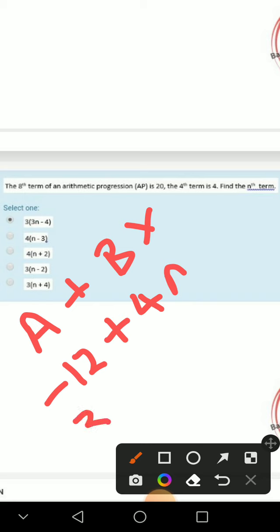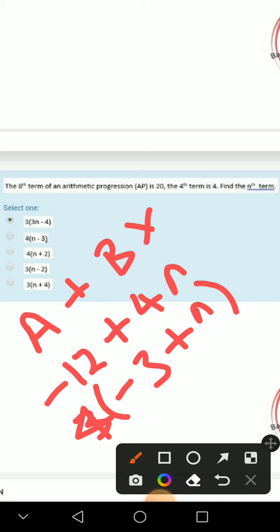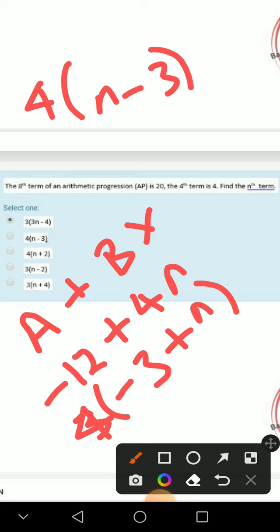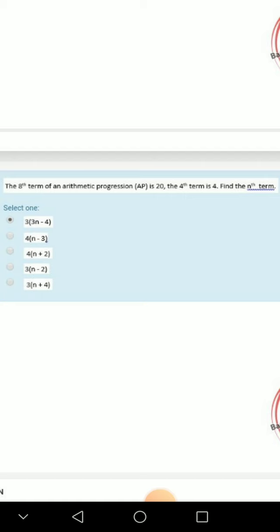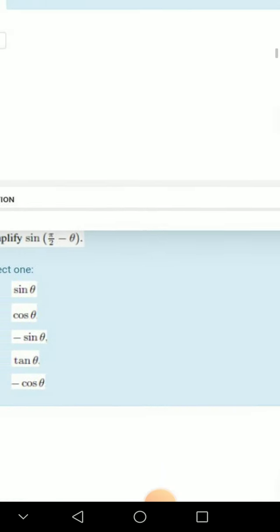So if I factorize 4, sorry, it should be 4. 4 is the common factor, to give me minus 3 plus n. So that means I can still write it as 4 into n minus 3. So that gives us the nth term. So the answer to that question is B. That is how you solve questions like that. So we'll move to the next one.